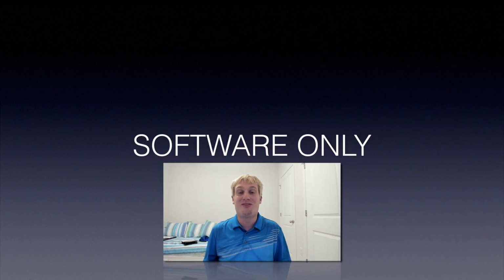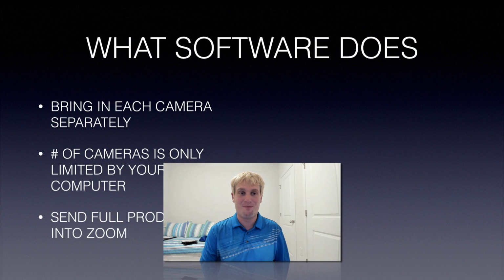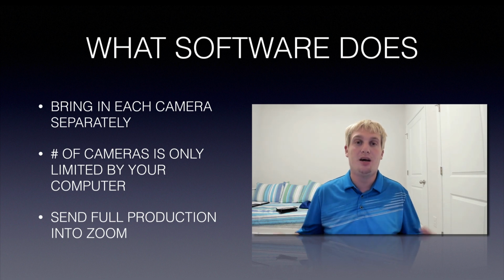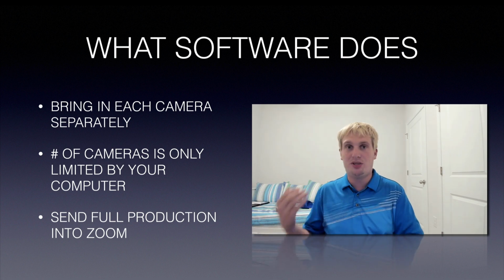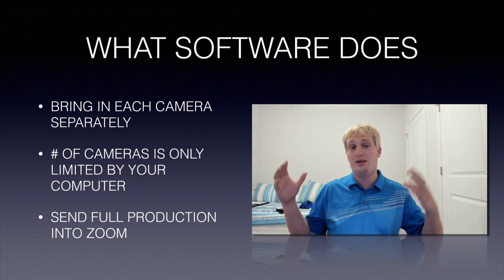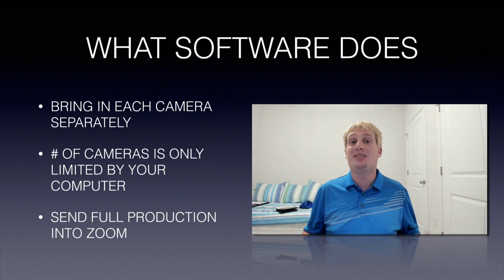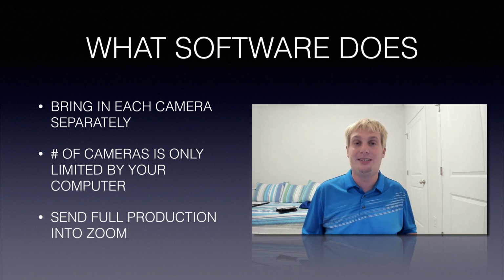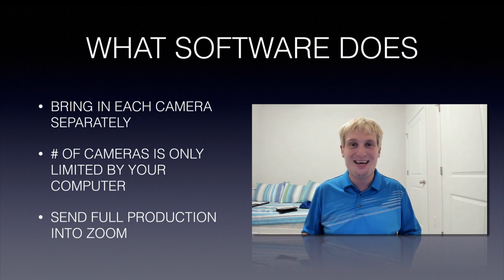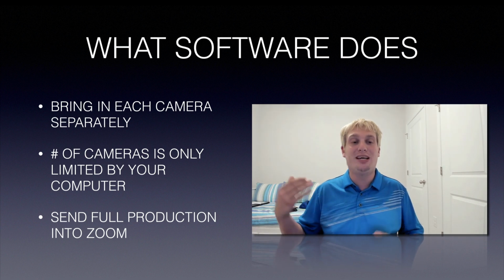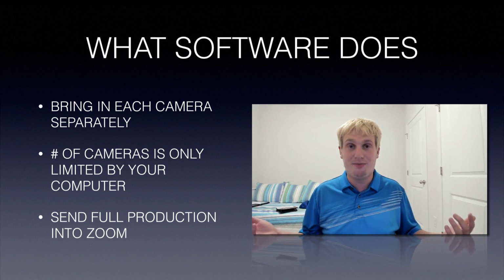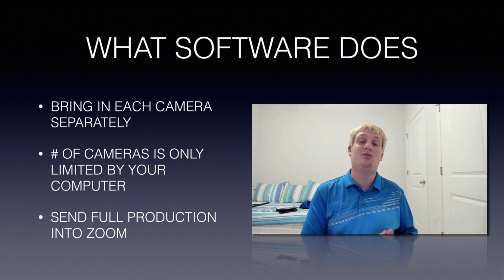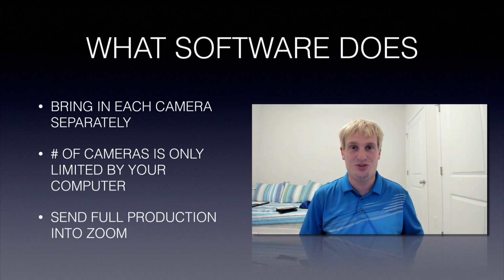Now let's talk about the software options that are out there. So what does the software do? It brings in every camera separately, meaning that I can have multiple different cameras all in one production. The number of cameras I can use isn't limited by the number of slots on a device. It's only limited by your computer's processing power, because if you have multiple different ports or expansion cards, you can easily have hundreds of cameras as long as your computer can support it. And software also allows us to send the entire production directly to Zoom.